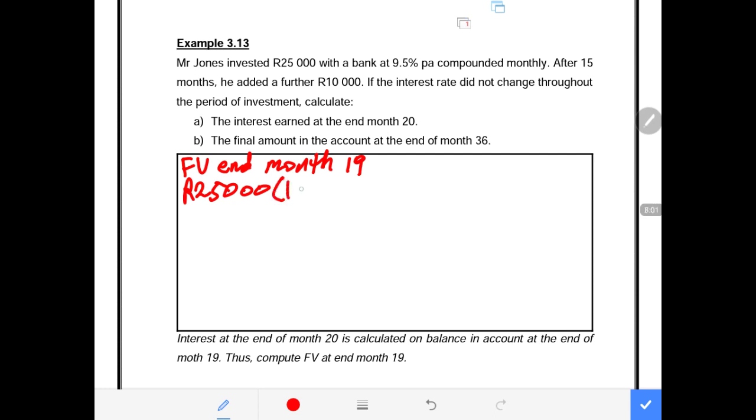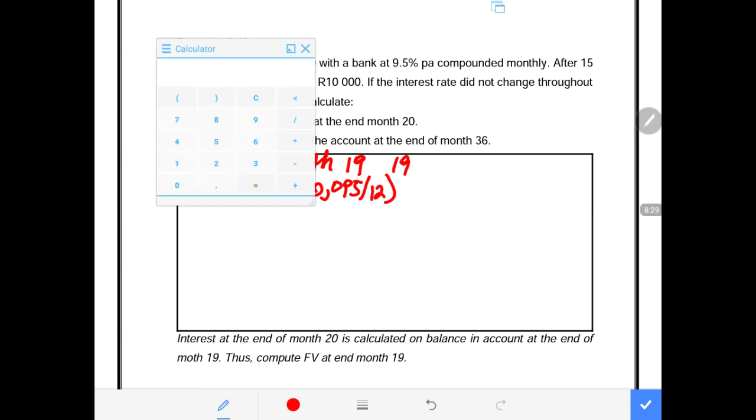25,000 open brackets 1 plus 0.095 divided by 12, all to the power 19. Remember, in this case, we have a period of just months. It is more than a year, but we are dealing with months. So now this will be 19 months. Remember, if you were given in years, it could be more complex, because we have to say 19 divided by 12, which is a decimal of years.